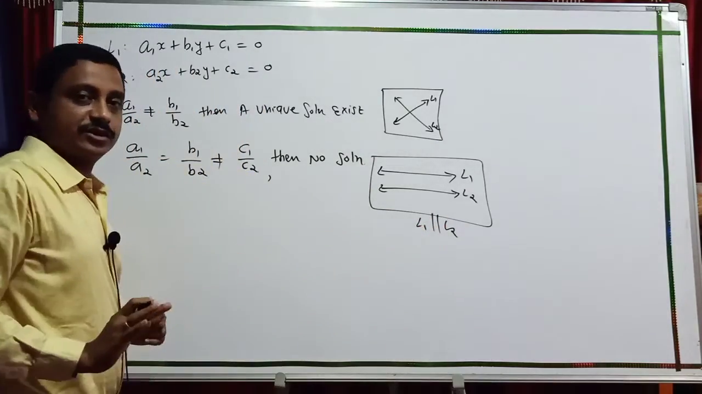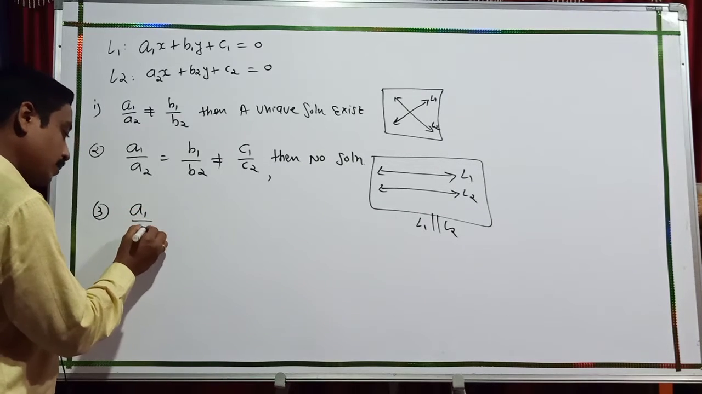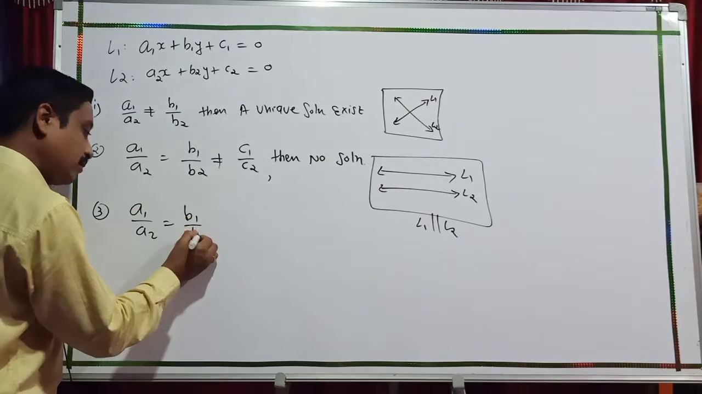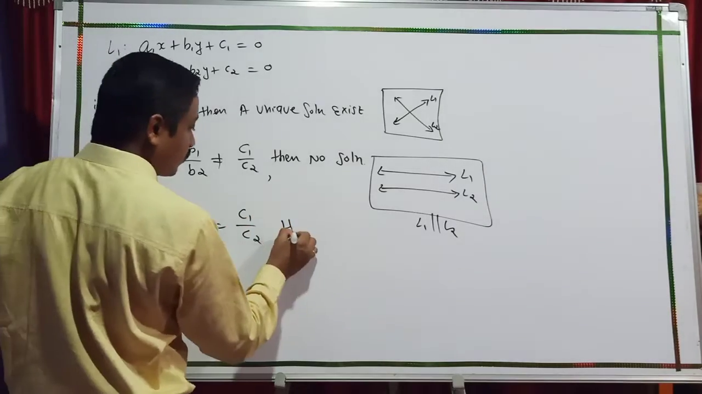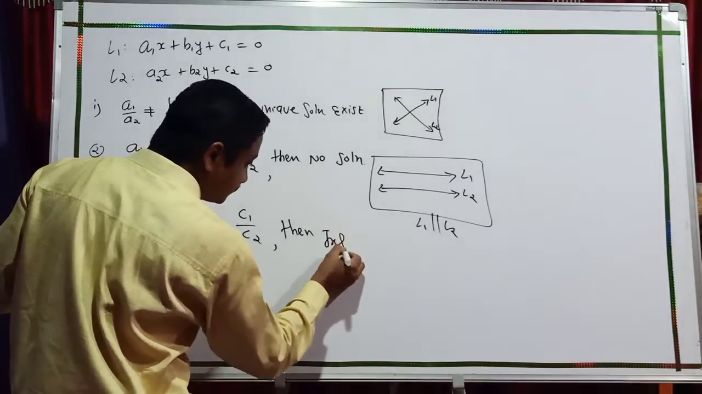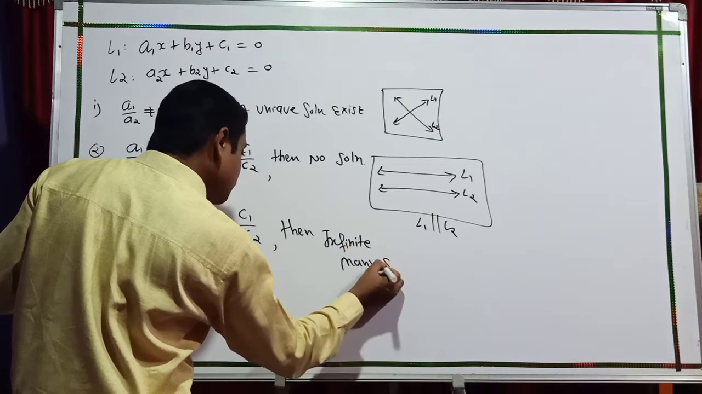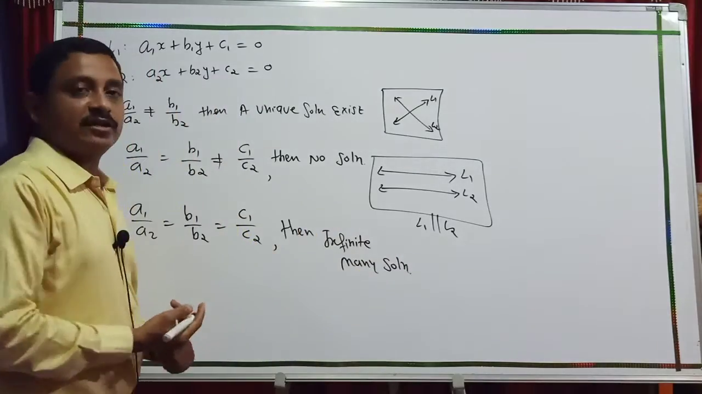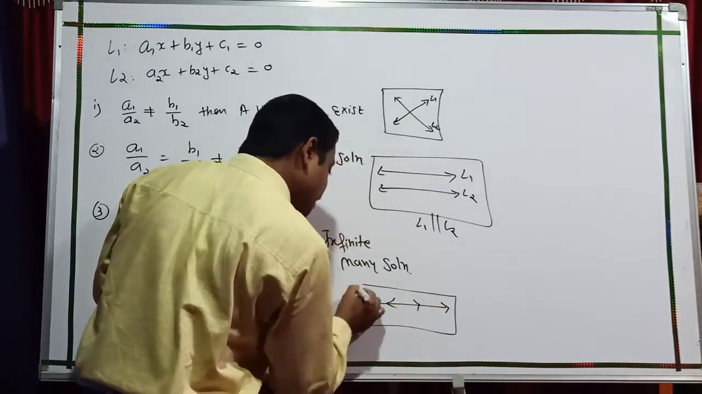It means no solutions. And one more, case 3: A1 by A2 is equal to B1 by B2 is equal to C1 by C2. Then infinitely many solutions. Yes students, infinitely many solutions means the lines are overlapping. It is a coincident line.